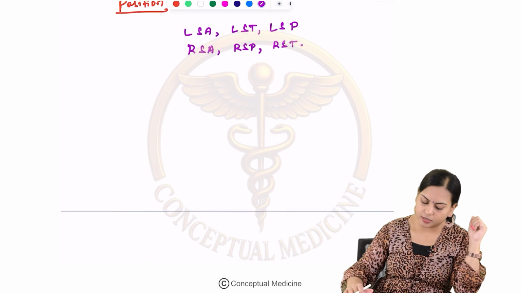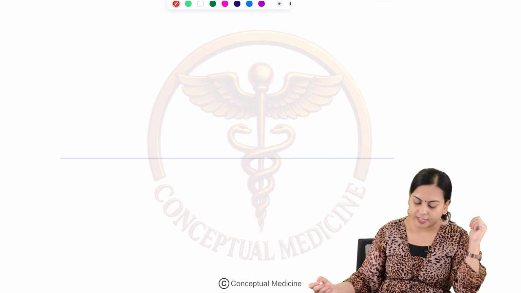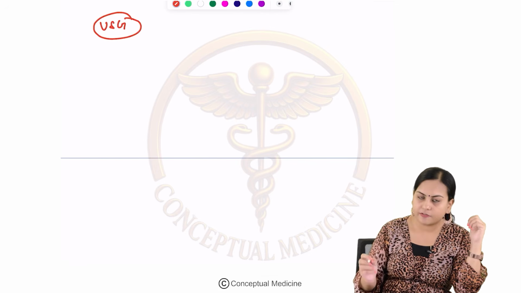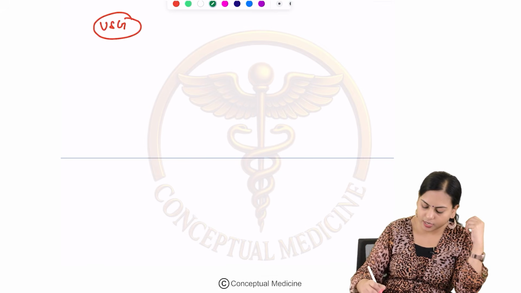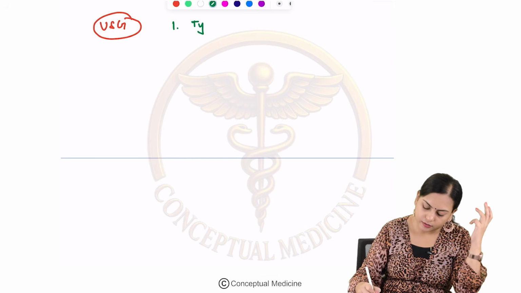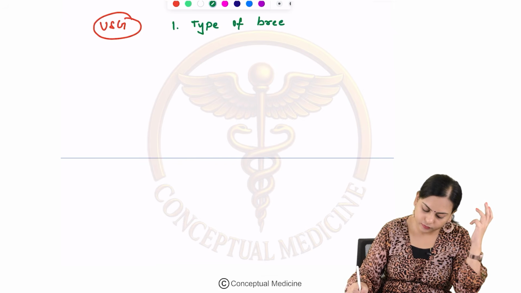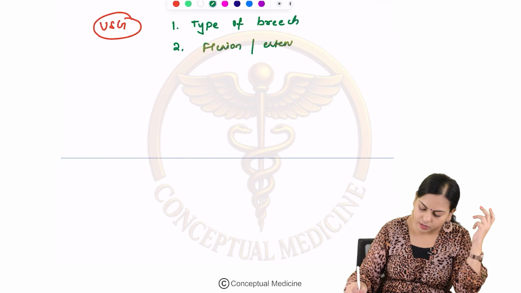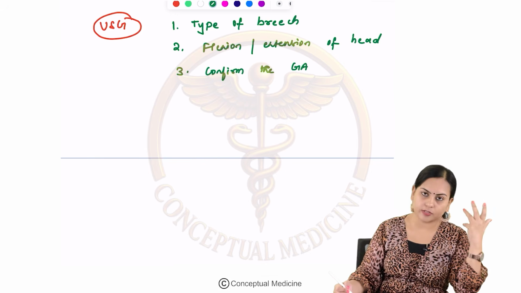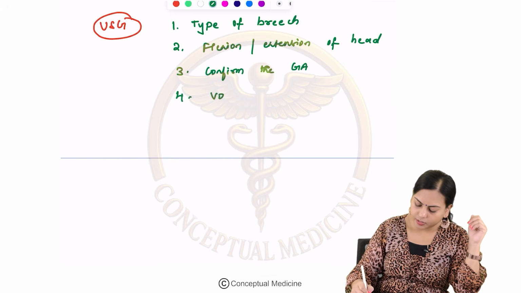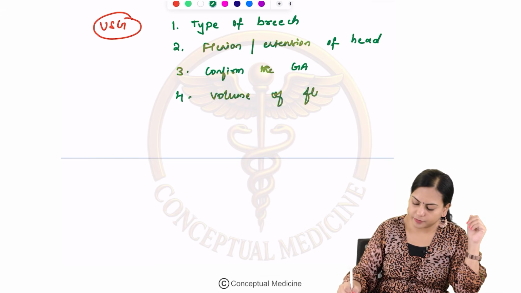Clear? Right. Now, we will see the ultrasonogram findings. In USG, if breech persists more than 34 weeks, then you have to check the following. Then you have to know the type of breech, if there is any flexion or extension of the head. Then just confirm the gestational age, whether you will be able to give some time for spontaneous rotation or not. Then confirm the volume of fluid.